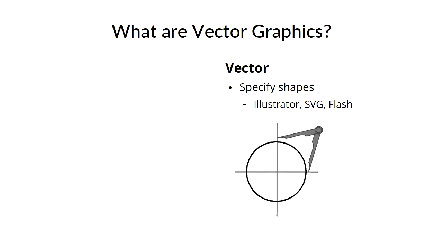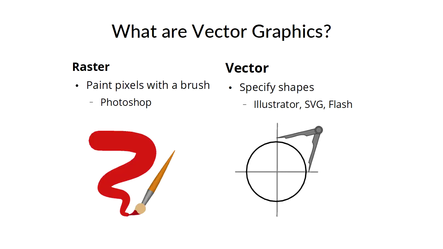Omber is a vector drawing program like Illustrator, SVG, and Flash. As a vector drawing program, Omber lets you make art by describing the shapes that make up a drawing. This is different from programs like Photoshop, where you make art by painting pixels with a brush. Photoshop and other photo editing programs are raster graphics tools, and a lot of people find them to be more intuitive to use than vector graphics tools.